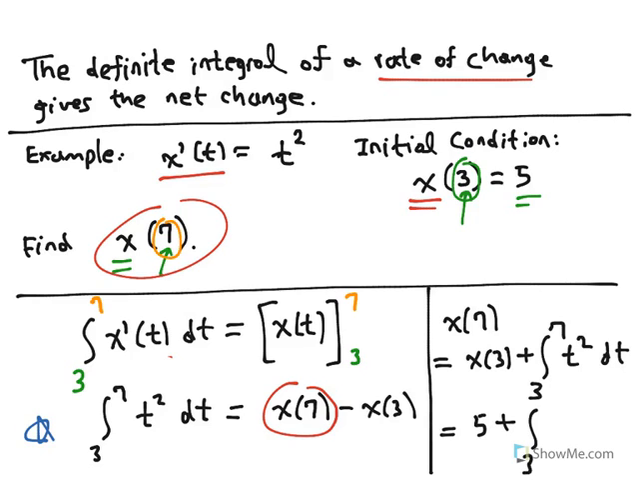Now this is most useful for problems that you may not know how to find the antiderivative for. In this particular problem, it is easy for us to find the antiderivative of t squared. But if you have a problem where you don't know how to find the antiderivative of the integrand, but you have access to a graphing calculator or Desmos, then you can evaluate the definite integral using your graphing utility and add it to the given initial condition to solve for what you want to find.